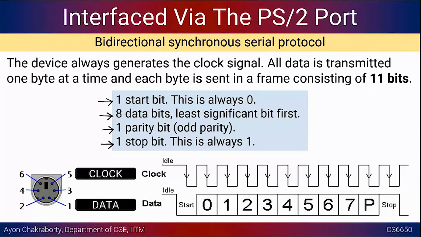So the clock remains in the idle state, and whenever there is data that needs to be sent, it will start generating the clock. And in parallel, in the bottom side, you are also seeing that the data pin was also idle. Whenever the clock started, the data also started, starting with the start bit and then followed by 10 bits.